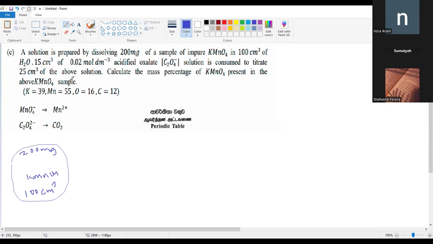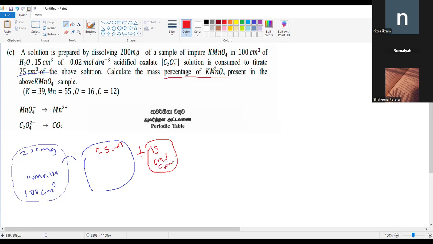15 cubic centimeter of 0.02 mole per decimeter cube oxalate solution is consumed to titrate 25 cubic centimeter of the above solution. Look at that. In the above solution, now we prepared a 100 cubic centimeter solution. In that they are taking 25 cubic centimeter only, and titrating it with 15 cubic centimeter oxalate. Now you have to find the mass percentage of KMnO4 present in the above KMnO4 sample.